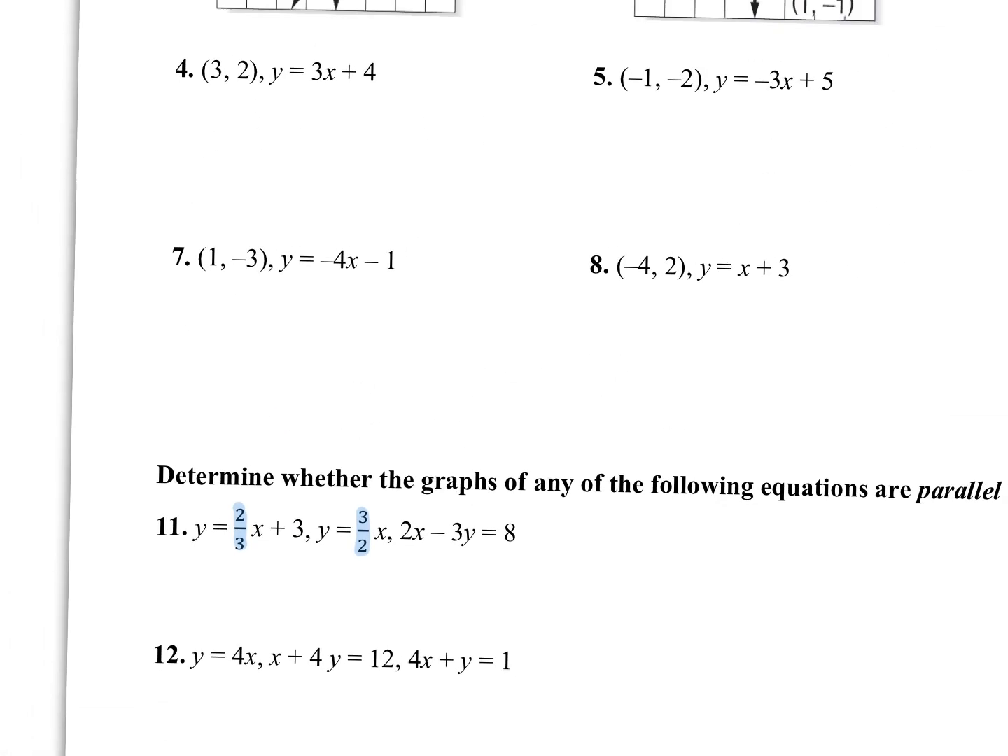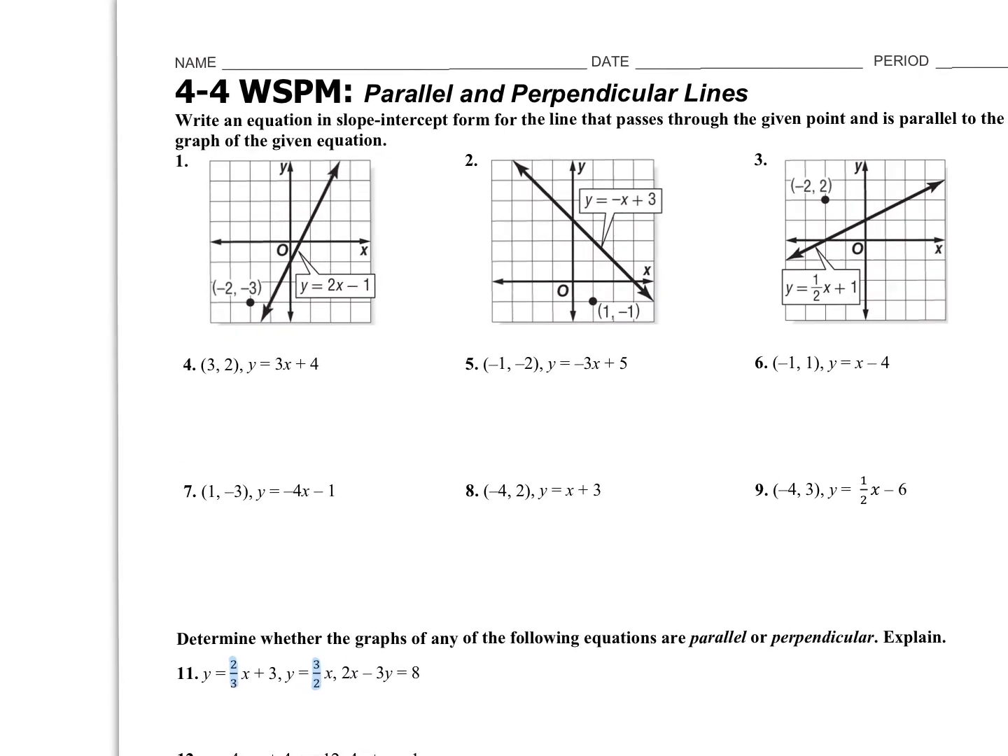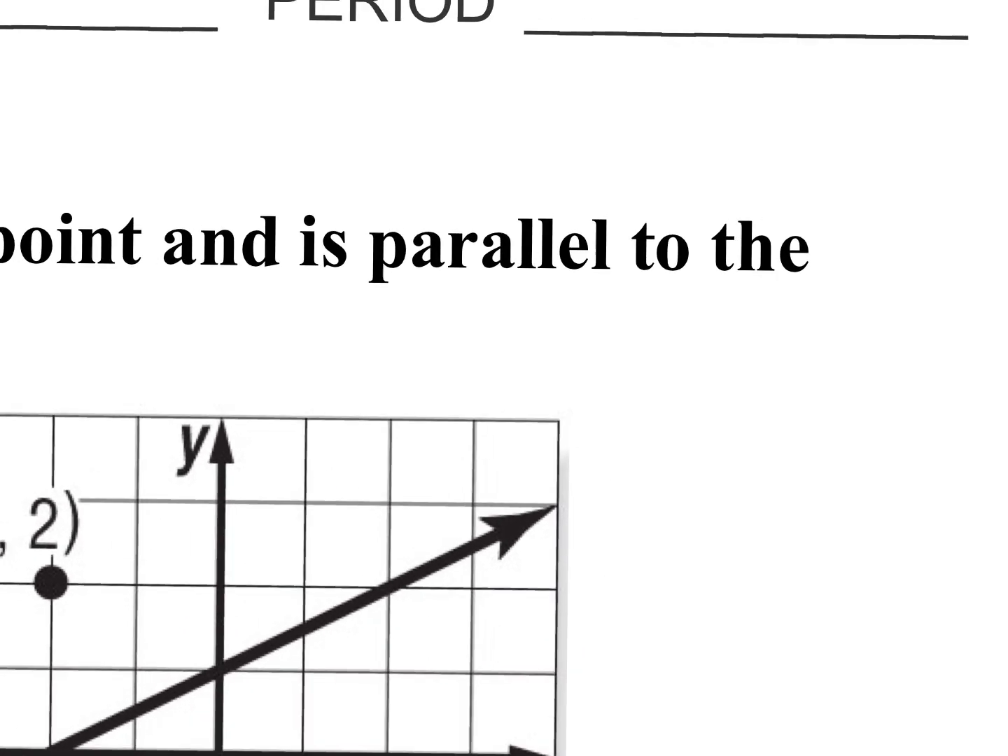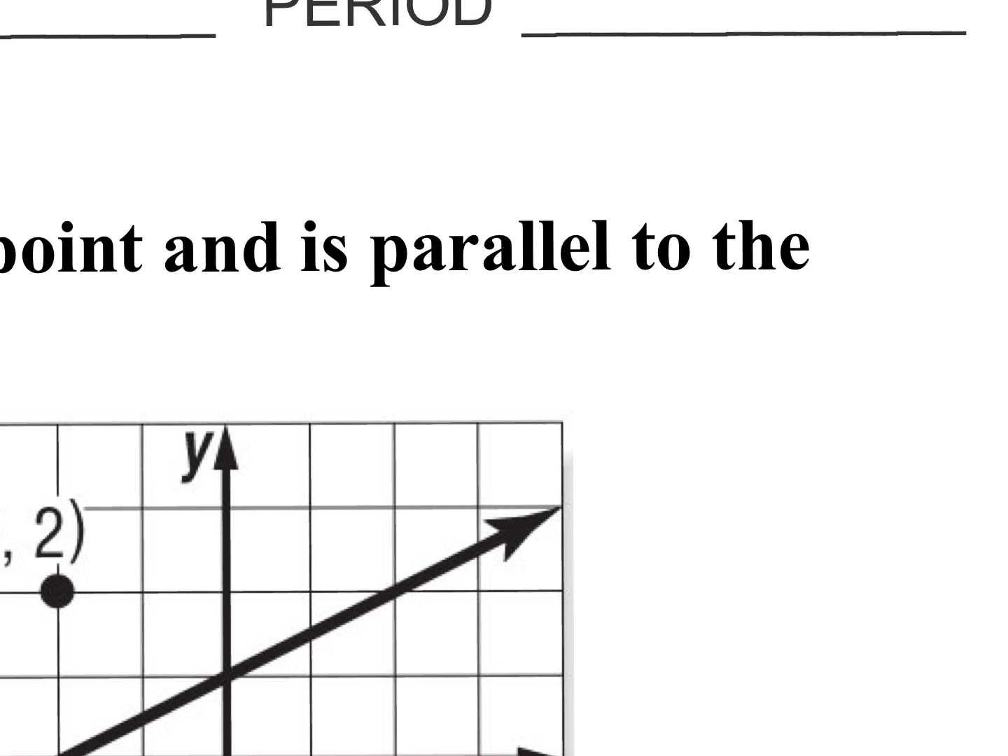Now, the rest of this worksheet is really easy if you understand parallel and perpendicular. Let's read the instructions. It says, write an equation in slope-intercept form, so you want y equals mx plus b, of the line that passes through the given point and is parallel to the graph of the given equation. So they're giving you a point, and they're telling you that your equation that you want to write is going to be parallel. Okay, it says right here, let me zoom in. It's going to be parallel to the given equation that they give you.